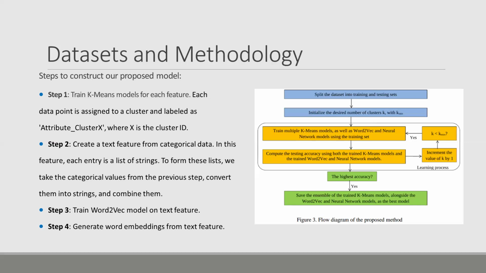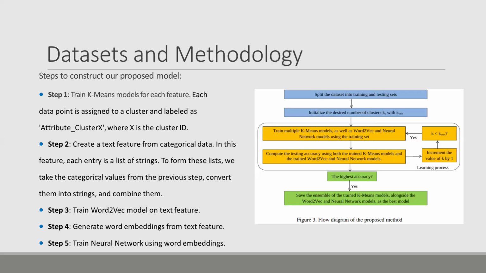After training the Word2Vec model, we generate word embeddings from the text feature using the trained Word2Vec model. We iterate through each entry in the text feature, extracting word vectors for valid words found in the Word2Vec model's vocabulary. For each entry, we calculate the mean of these word vectors to create a single vector representation. If no word vectors are found in an entry, we append a zero vector.